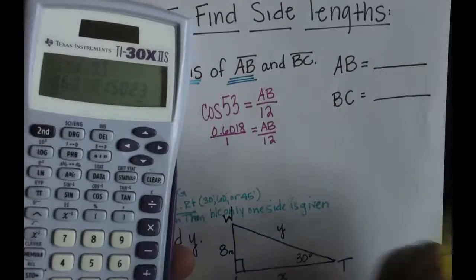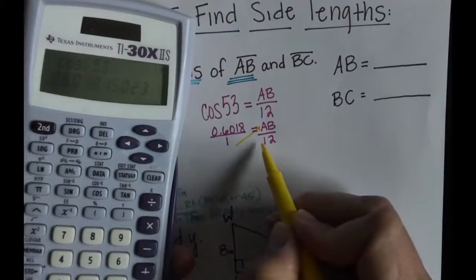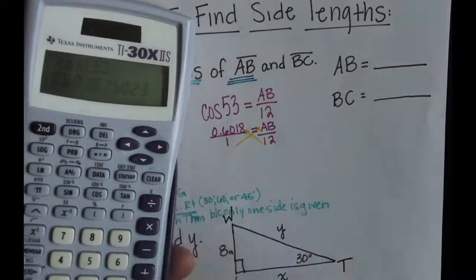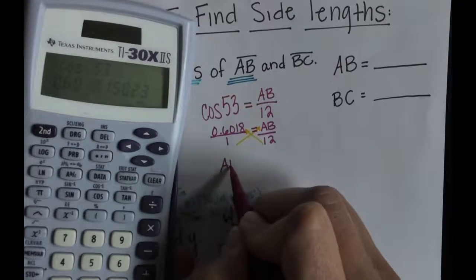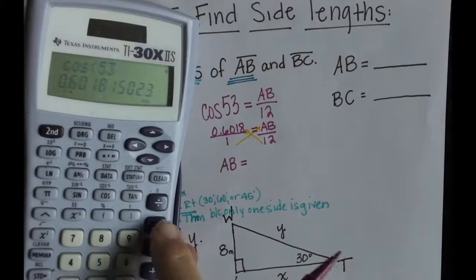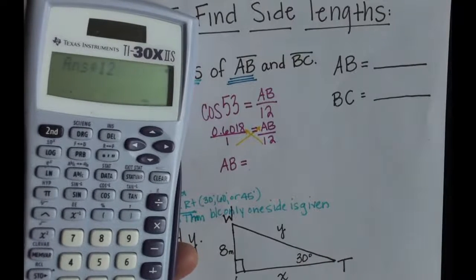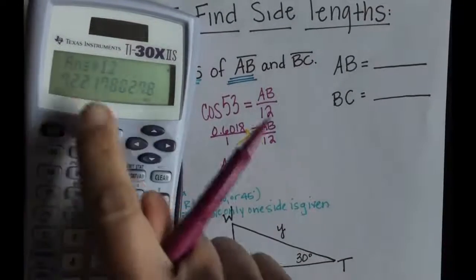And in order to solve a proportion, we cross multiply. So in this case, we're going to cross multiply 1 times AB. We're going to cross multiply 12 times our decimal. Well, 1 times AB is just going to be AB. And now that I have my decimal, I'm going to multiply that by 12. And what I end up with is this number.